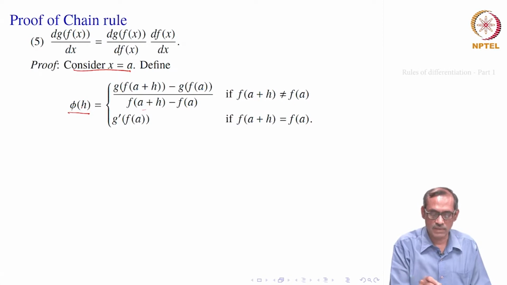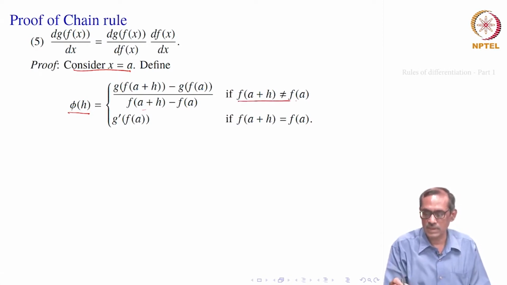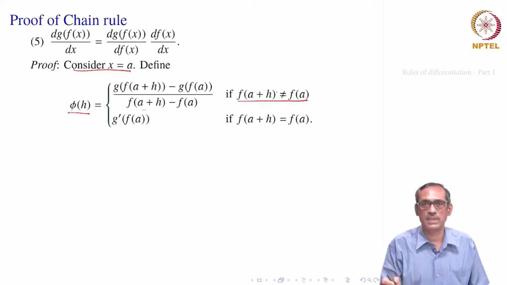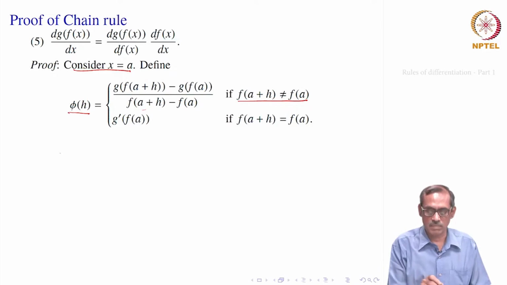So, this is really defining a function of h, and this we take when f of a plus h is not equal to f of a. Of course, when it is equal we cannot define it. So, when it is equal we define it separately, we say phi of h equals g prime of f of a.